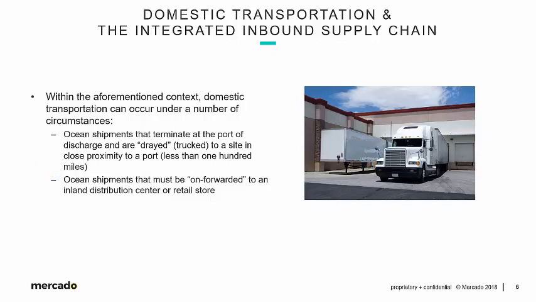On-forwarded can be domestic truck, can also be, as we saw in our ocean model, inland point intermodal, where goods are moving under the same original ocean bill of lading, most likely by rail, to an inland point. We'll cover those scenarios when we get to the intermodal component of our agenda.